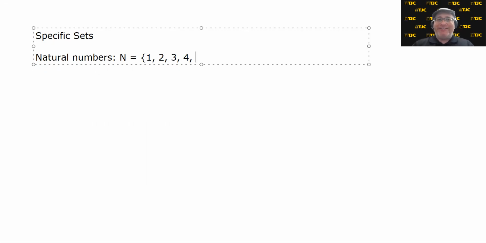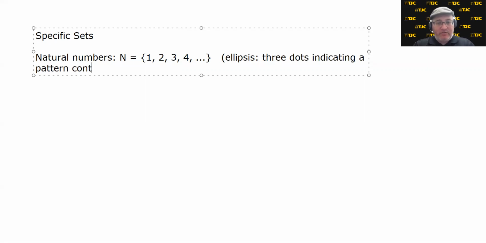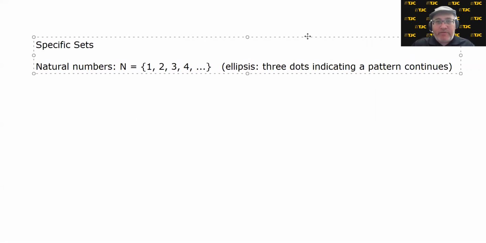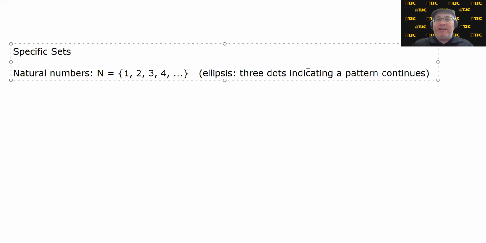So what can we do to say that this pattern continues without actually stopping it? And the answer is to use what's called an ellipsis, which is really just 3 periods. But that's what an ellipsis is. It's 3 dots indicating a pattern continues. That's all. Stretch that out a little bit. That might have fallen underneath my picture in the video, so we'll move that over a little bit. But that's all ellipses are. It's 3 dots indicating that a pattern continues. Now, it doesn't mean that it has to continue forever.